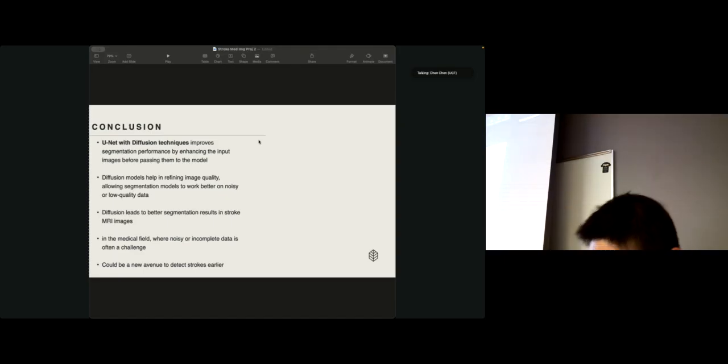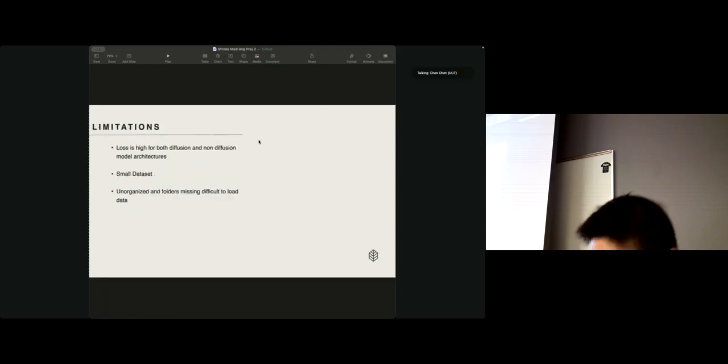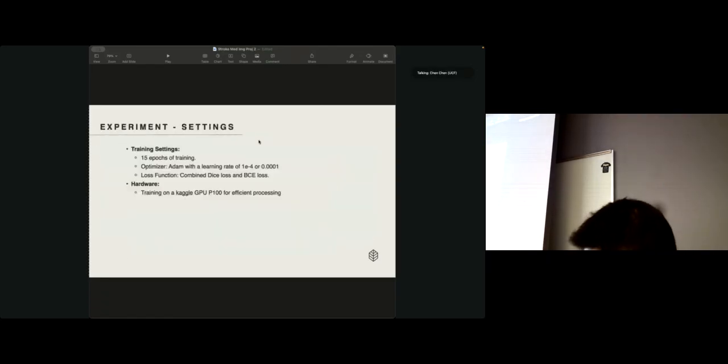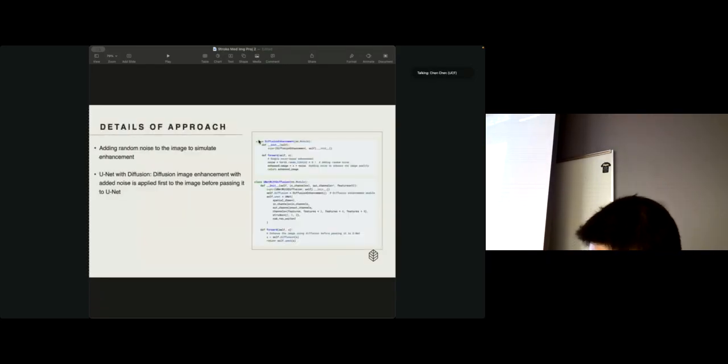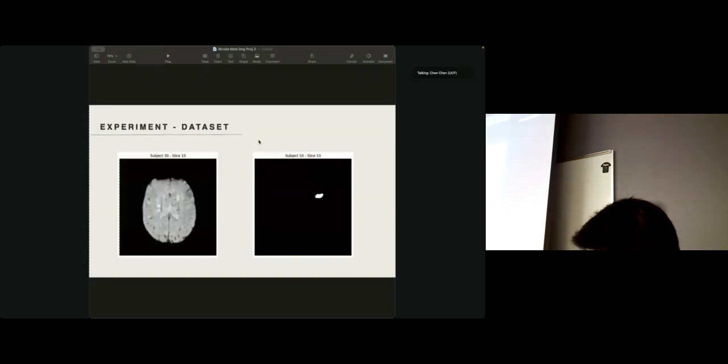Okay, thank you. Yeah, I have a few questions. I don't really understand what the method is here. Can you go back to the approach? You have the original data, right? And you have the segmentation mask. What are you trying to do here?